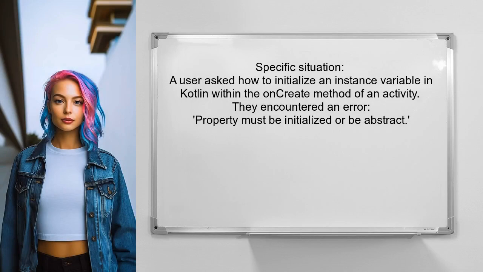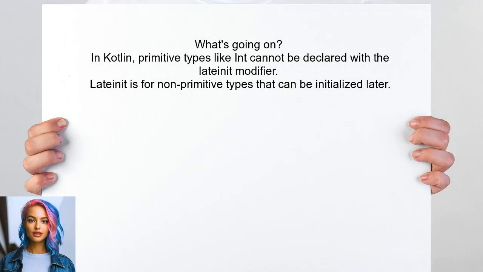Let's take a closer look at the specific situation. One user asked how to initialize an instance variable in Kotlin within the onCreate method of an activity. They encountered an error stating that the property must be initialized or be abstract. So what's going on here? In Kotlin, primitive types like int cannot be declared with the Lateinit modifier. This is because Lateinit is meant for non-primitive types that can be initialized later.